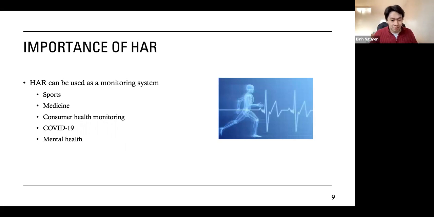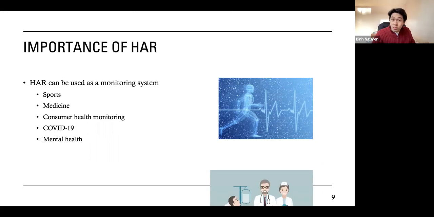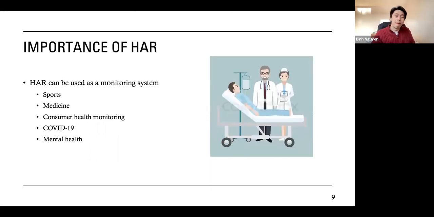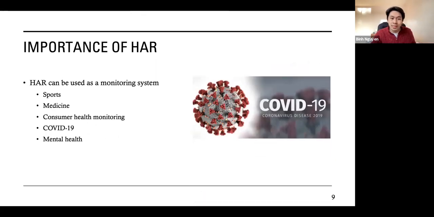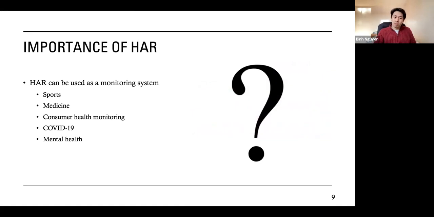Now, let's continue further. I don't want to spend too much time on this presentation, but we should talk about the importance of what human activity recognition is. Why are we actually using human activity recognition? You have to think about this as well. What's your goal? Well, human activity recognition can monitor sports, medicine, consumer health monitoring, COVID-19, and mental health. Mental health is the future, and that's what I'm working on.